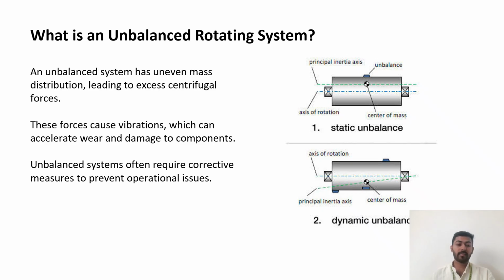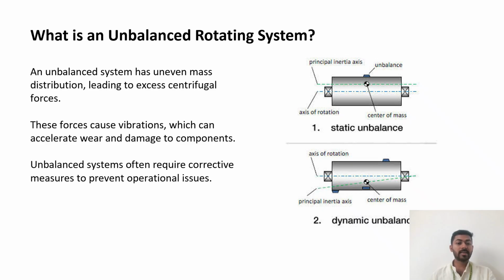Now I will explain the characteristics of a balanced system. A balanced rotating system has the following features: smooth and stable rotation, less noise, no vibration, longer machine life, high efficiency. Because of these advantages, engineers always try to design machines in a balanced condition. And now we will discuss what unbalanced rotating systems are.